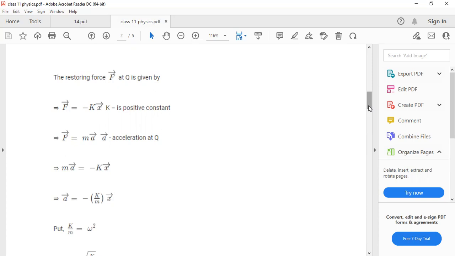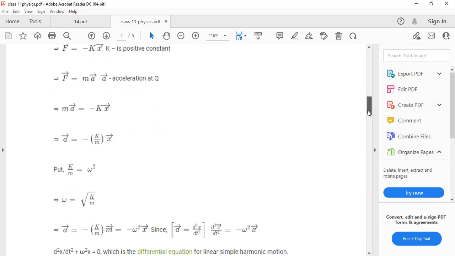Now what we will do is put the value K by M equal to omega square. So A becomes minus omega square X. And by this assumption K by M equal to omega square, the value of omega becomes under root K upon M. So we can say that A vector is minus K by M into X vector, which we can also write as minus omega square into X vector.